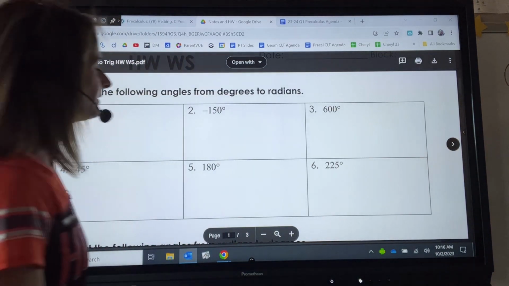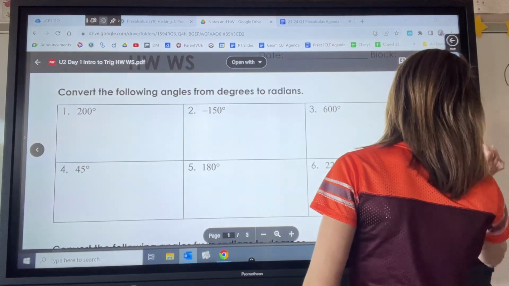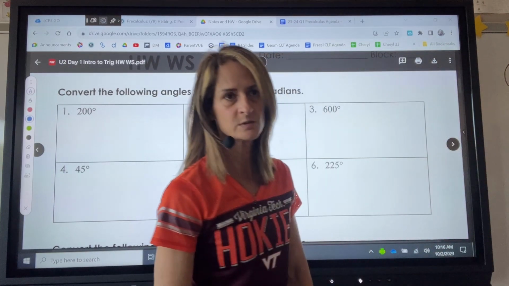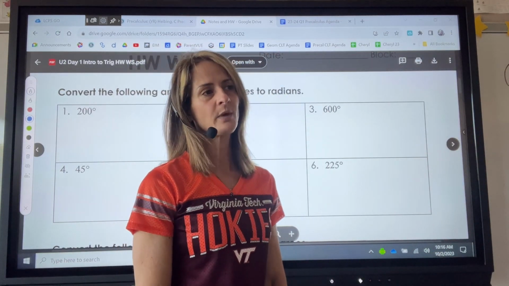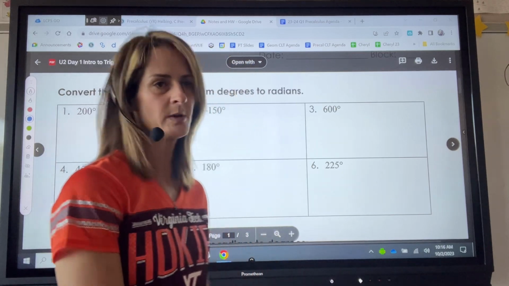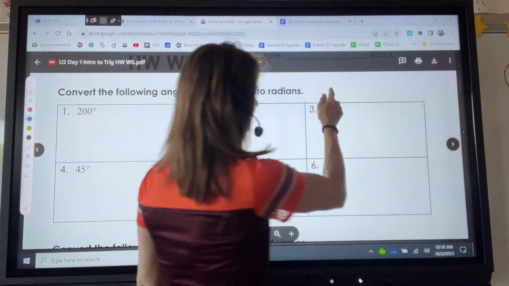Problem number 3. So we have this angle, it's in degrees and we need it in radians. There are a lot of reasons why we might need the angle in radians, and we'll get to that. But first we've got to know how to convert it. Right now this is in degrees.